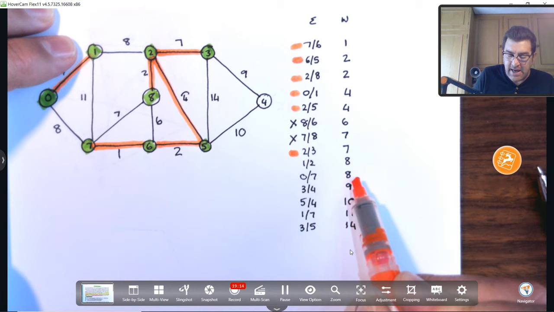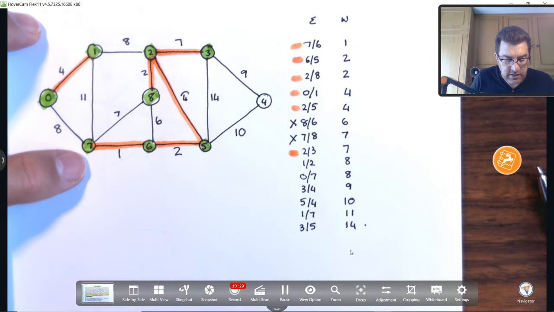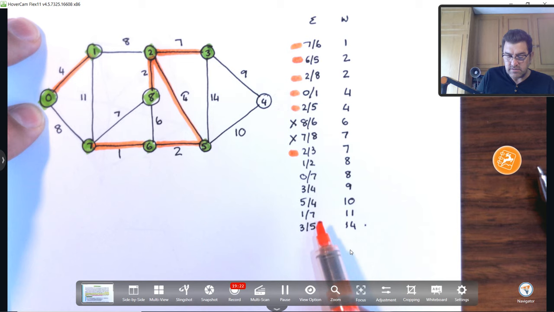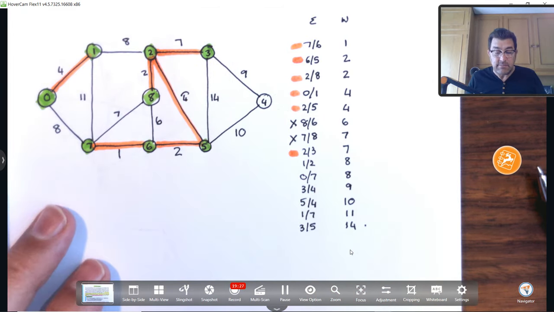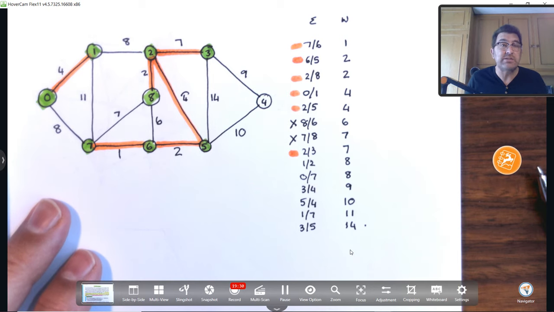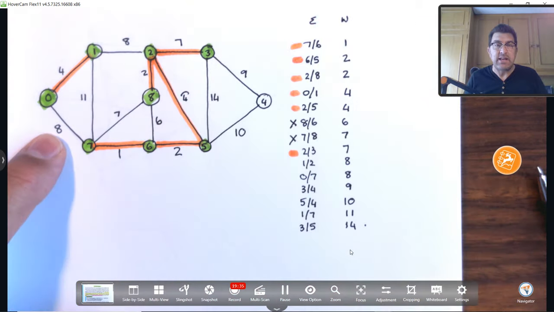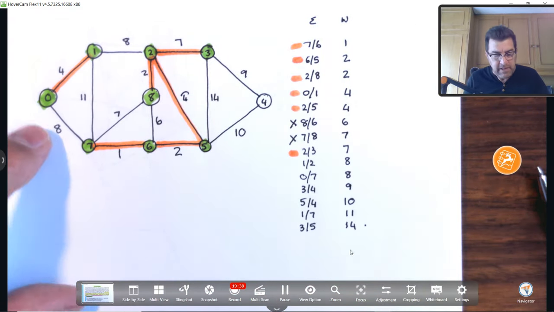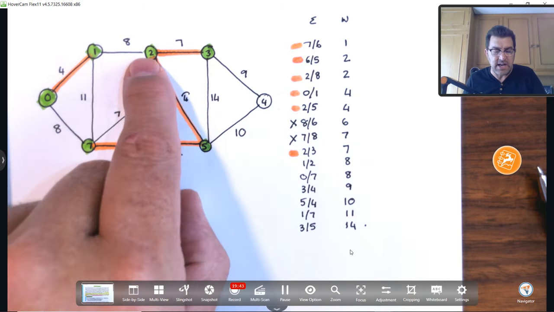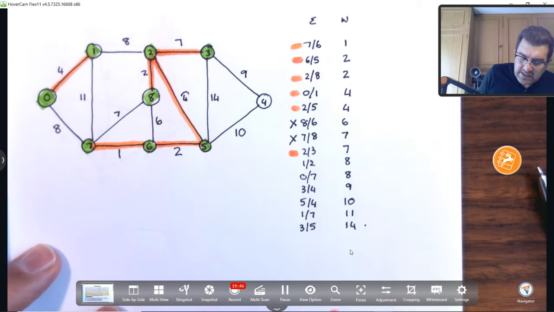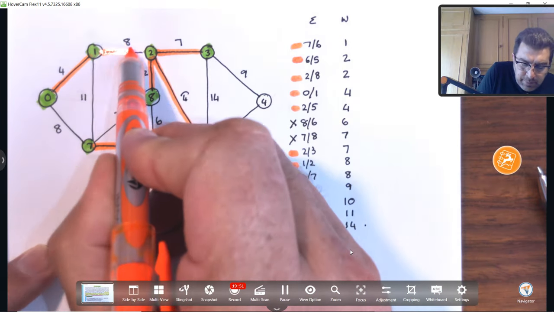So let's continue on. The next choices I can make are 1, 2 and 0, 7. They both have a weight of 8. If I go 0, 7, I'm choosing 8. If I go 1, 2, I'm choosing 8. So I'm spoiled for choice over here. I can choose any one of those two sides because they have an equal weight. Now let's see, do they form a circuit? If I choose this one, no, it doesn't form a circuit. If I choose that one, it still doesn't form a circuit. So I'm just going to be funny and choose 1, 2, the first one that came up.